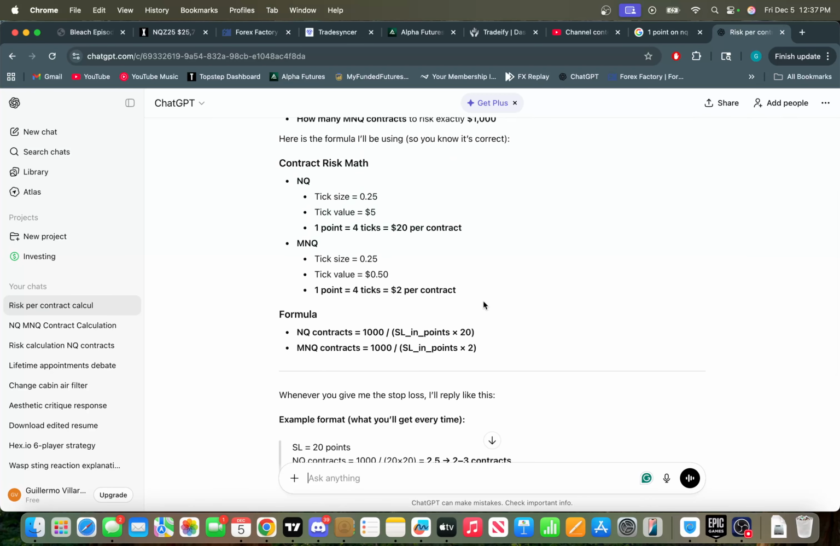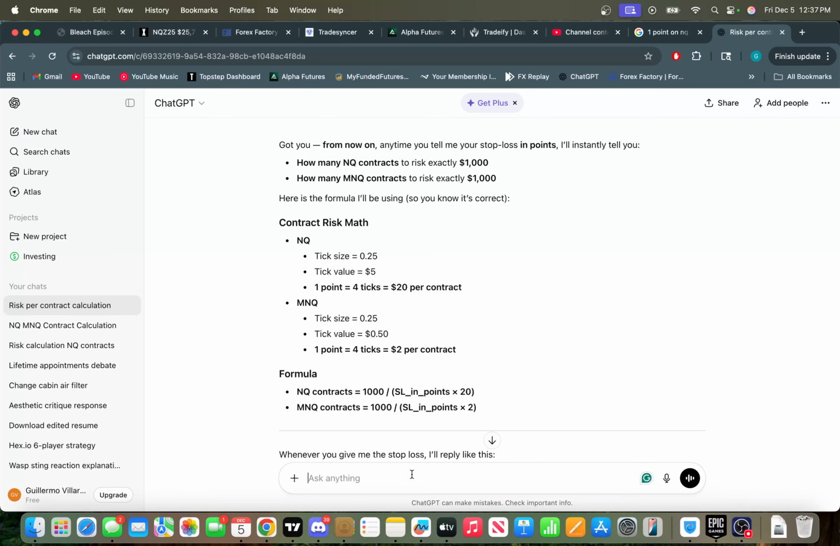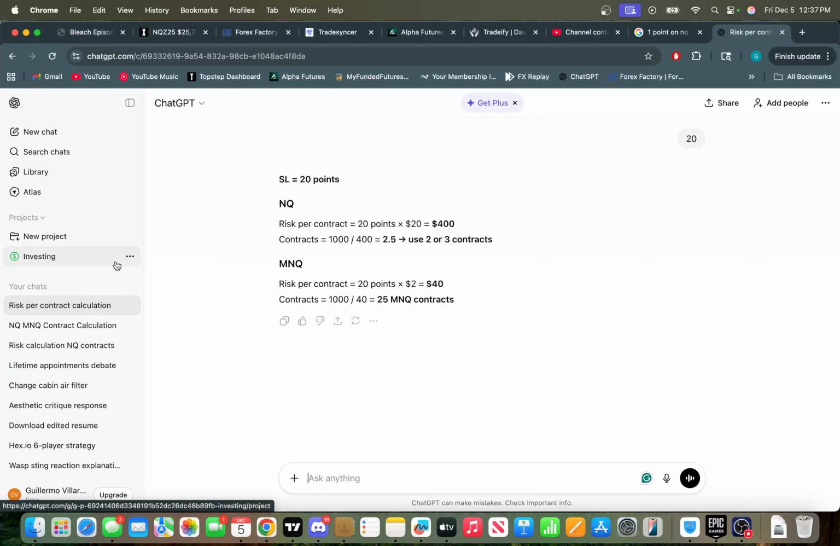By the way, if y'all didn't notice, MNQ is the exact same thing as NQ, just that whenever you take one contract on MNQ, it is 1/10 of the actual NQ. So, all right. Let's say I have a 20-point stop loss, right? So I'm just gonna type in 20.